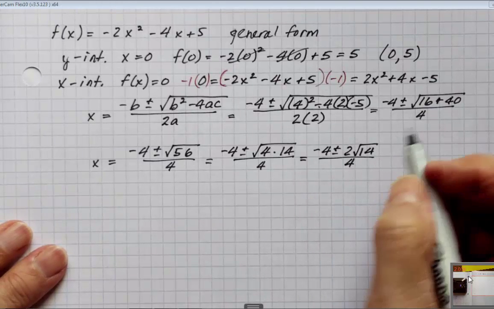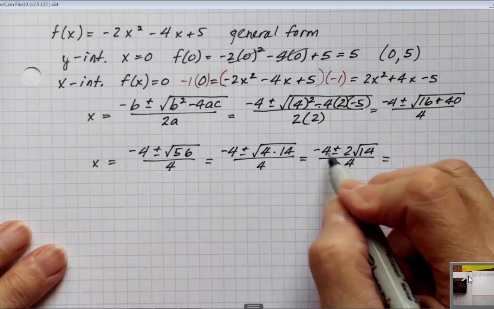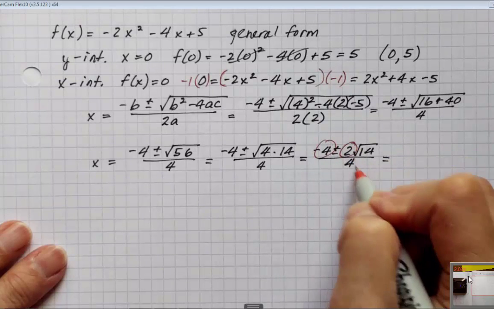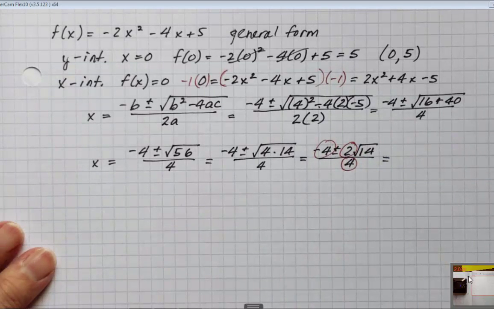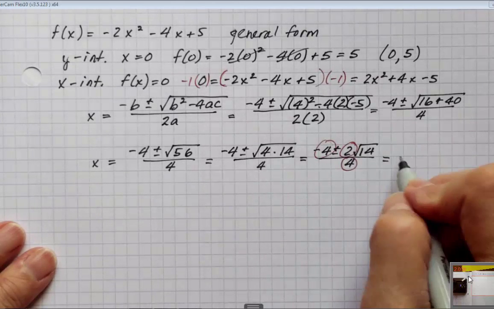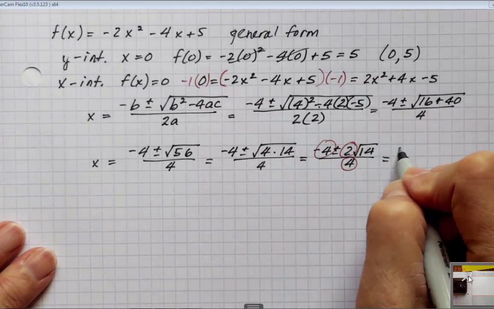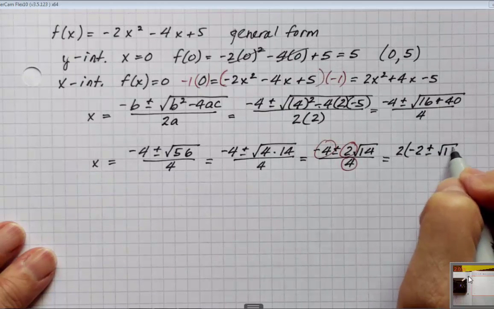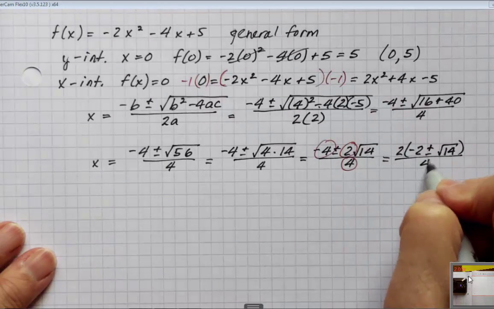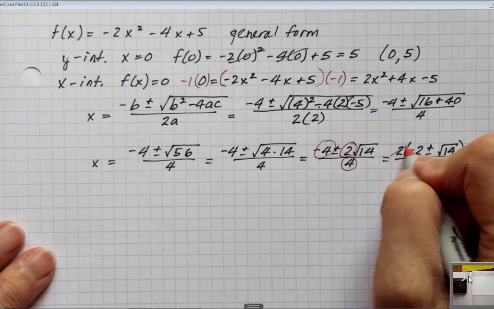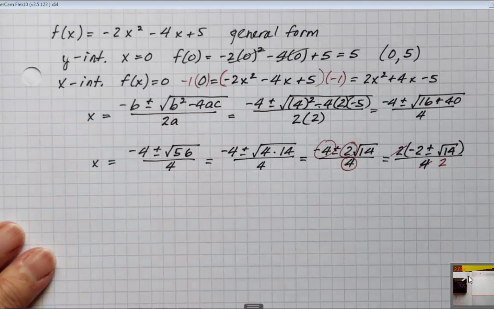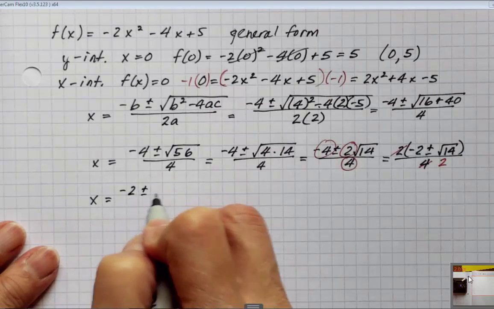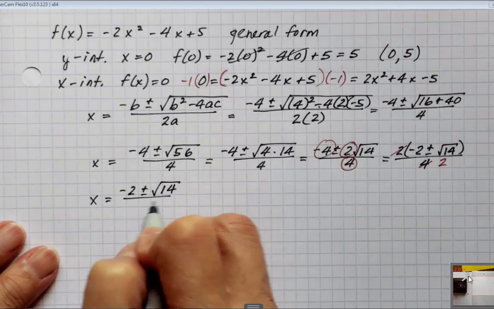And now I want to simplify. And to simplify, I'm going to see what common factors do I have between negative 4, 2, and 4. And I have a common factor of 2. So I'm going to go ahead and factor out 2, and I'm left over with negative 2 plus or minus 1 square root of 14 all over 4. Then I can go ahead and cancel these factors of 2, and I'm left over with my x-intercepts are going to be negative 2 plus or minus the square root of 14 over 2.